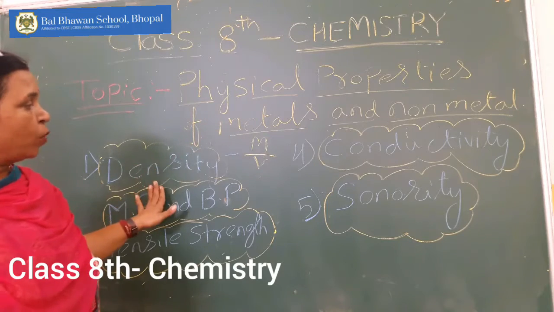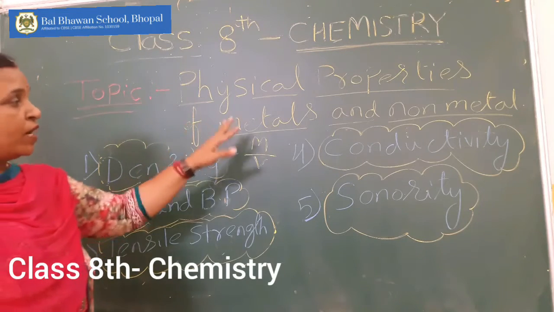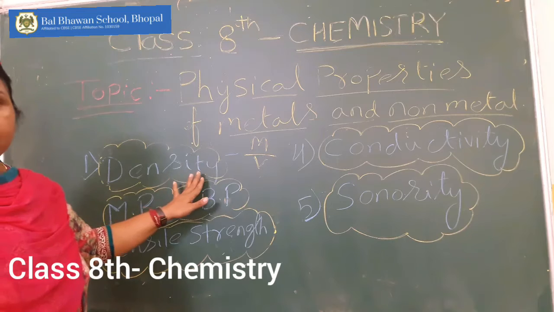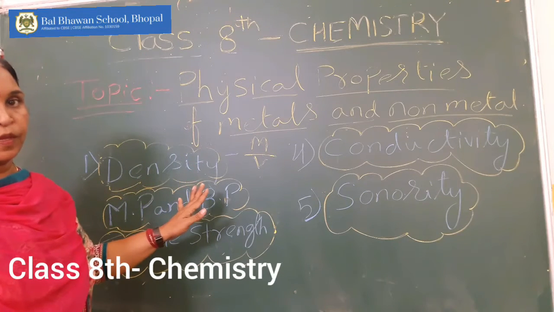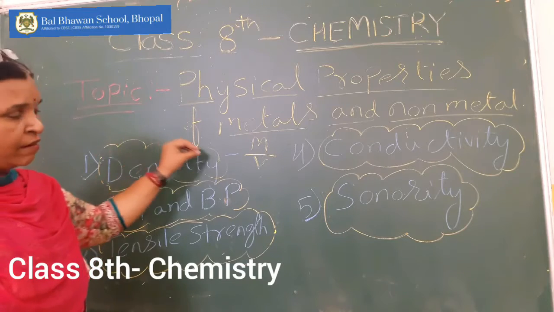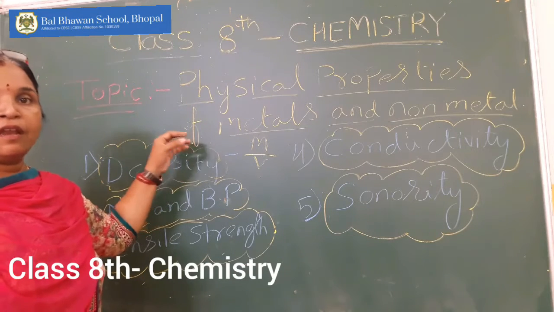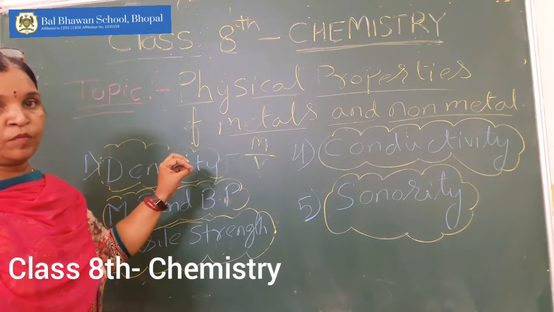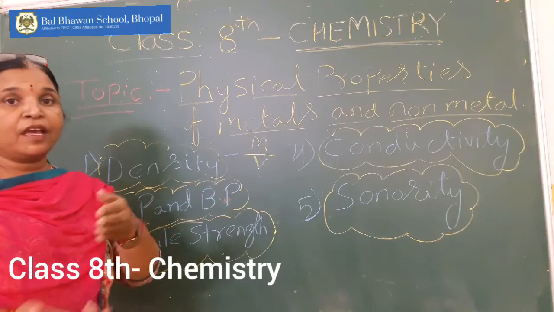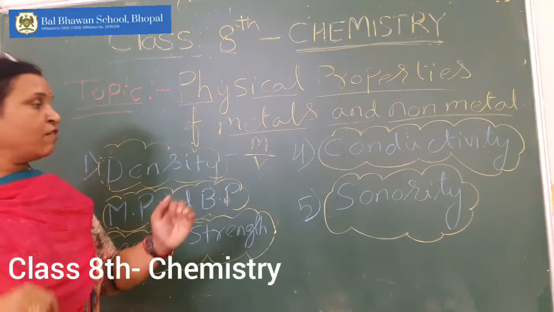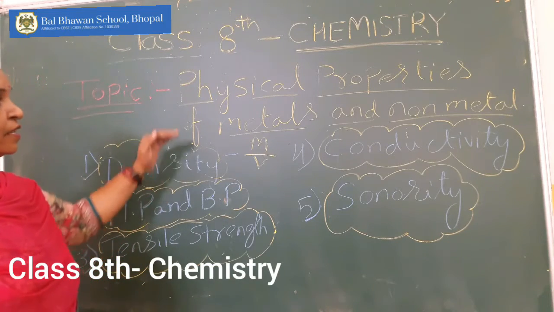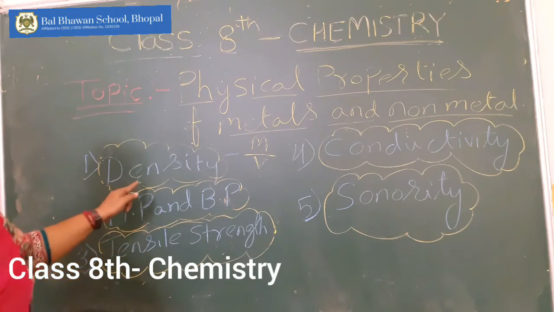So what we observe is metals generally are denser in nature compared to non-metals. But there are exceptions to this, like sodium and potassium, as we have already discussed that they can be cut by knife. That means they have less density than the other metals.